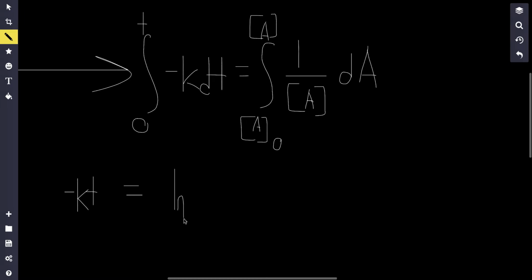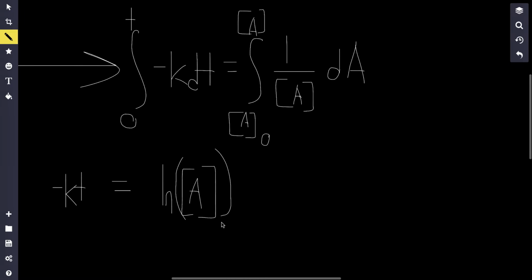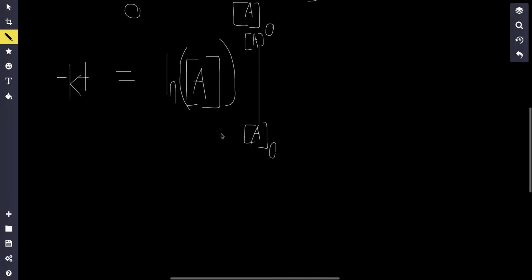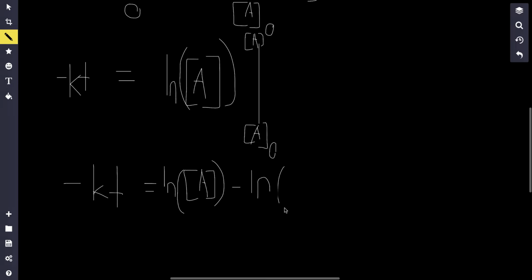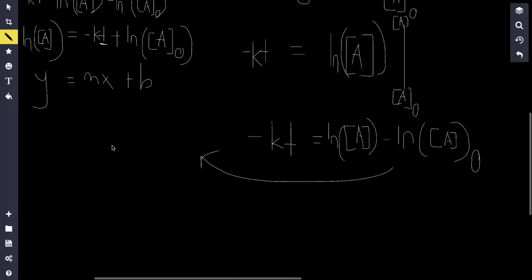And then when we integrate this, this is going to be ln of the concentration of A, evaluated from the initial concentration to the concentration of A, right? And because we're dealing with a definite integral, we're not going to put plus C. So then when we do this, we get negative kt is equal to ln of the concentration of A minus ln of the concentration at time equal to 0. If I move this to the other side, well, guess what? I end up with the same thing that I had before.